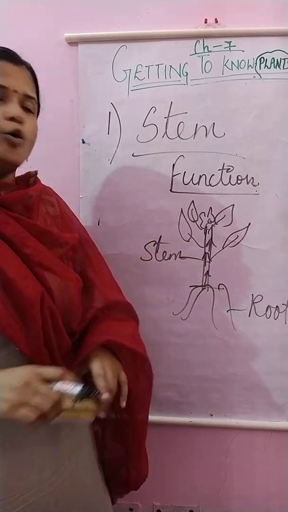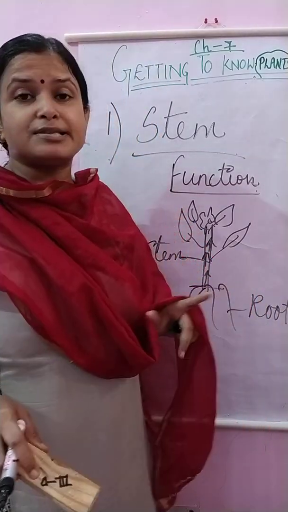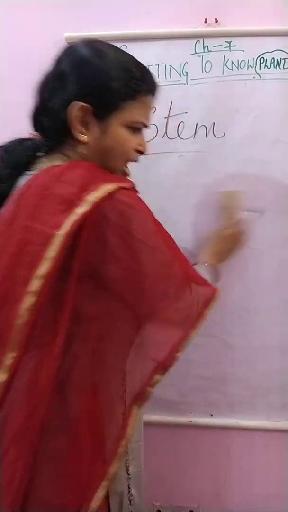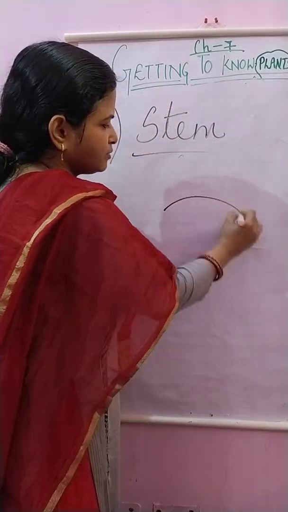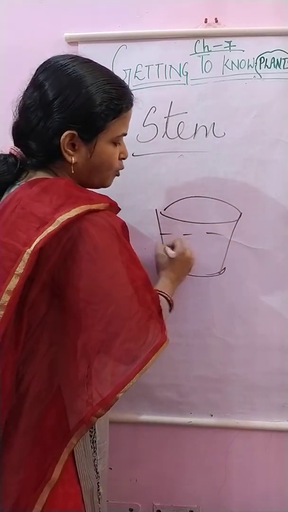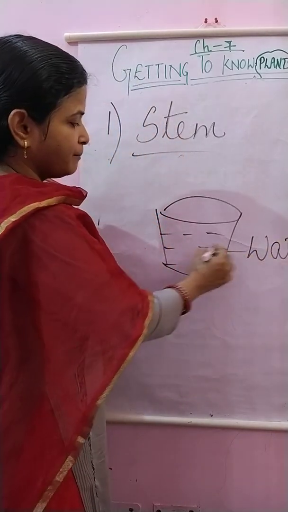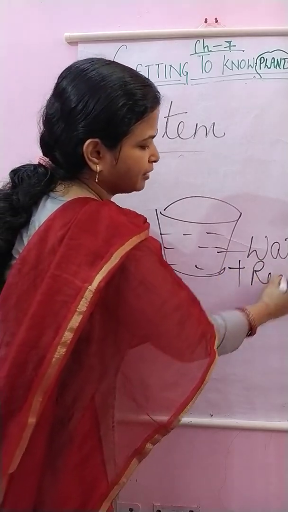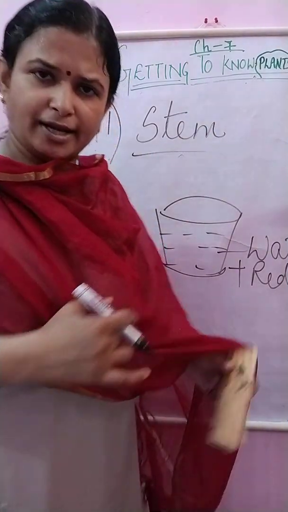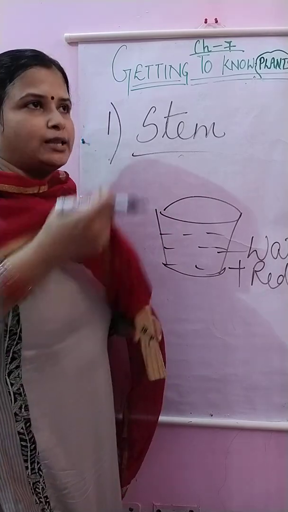Now we will study this with the help of one very easy activity. Like, this is a glass. You take water in it, plus you add red ink into it, so that the water turns red in color.